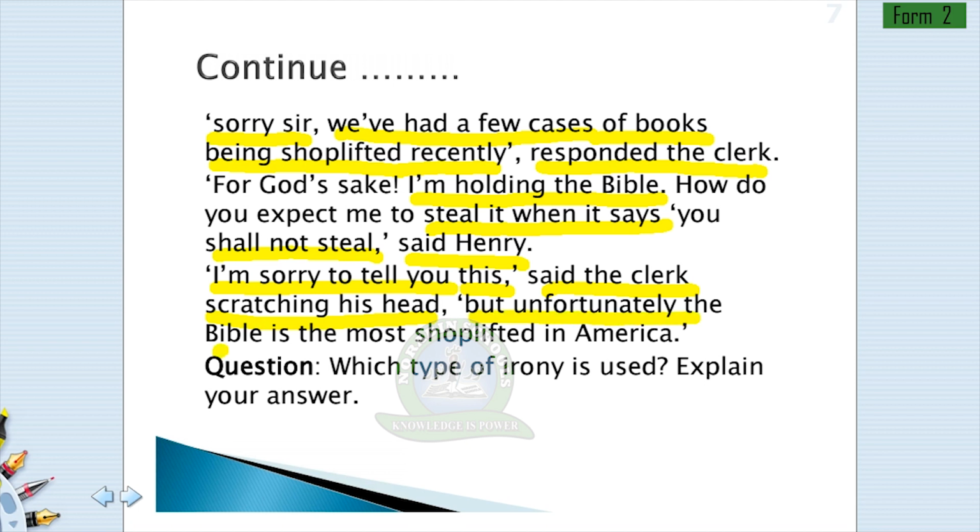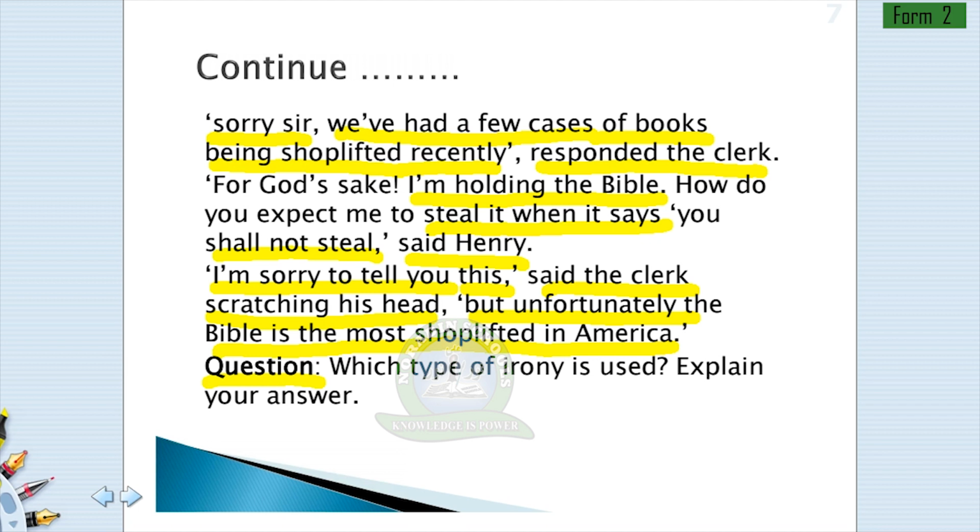But unfortunately, the Bible is the most shoplifted book in America. This is another incident. So that's why he was looking very closely. Question. Let's see this question.